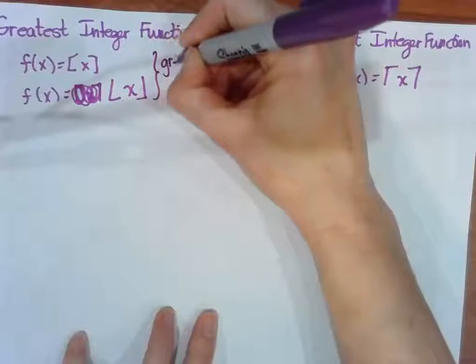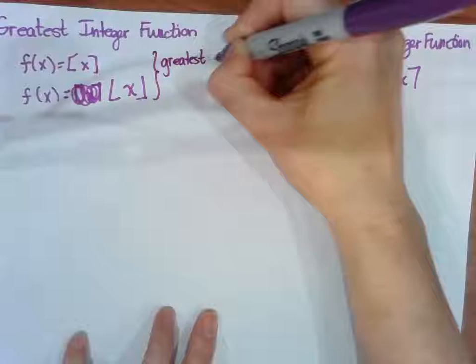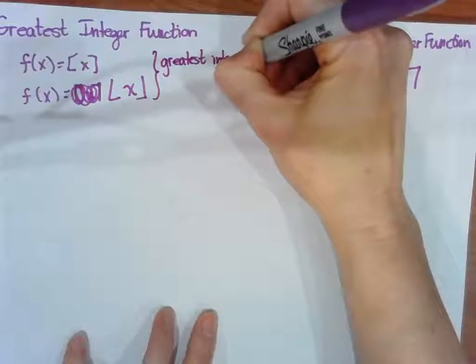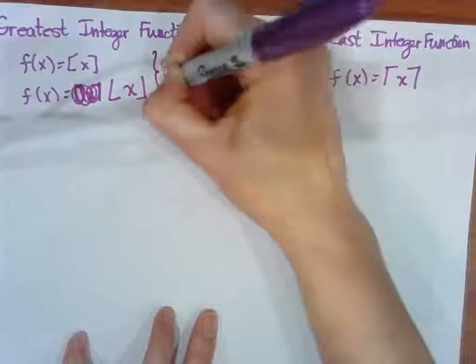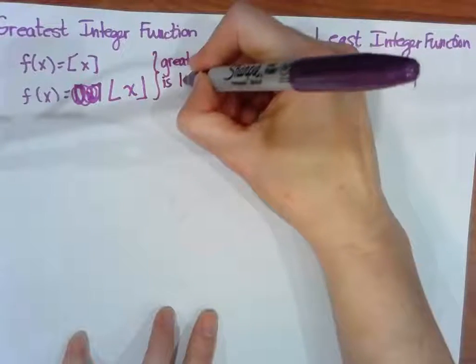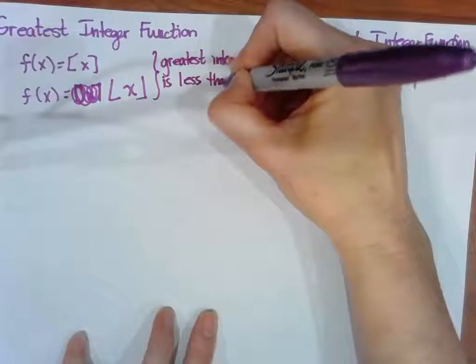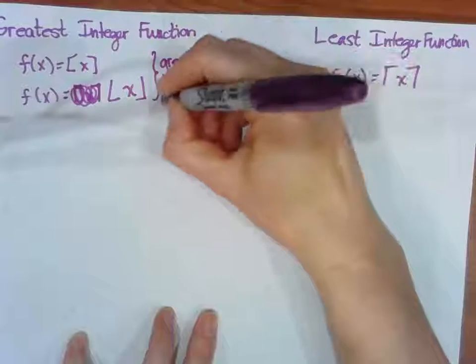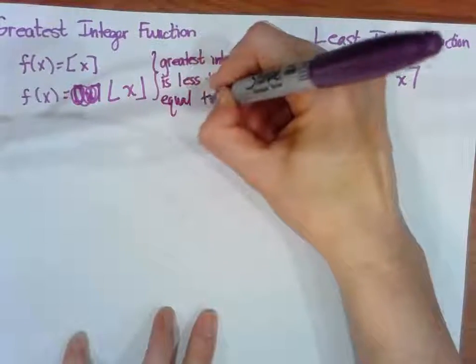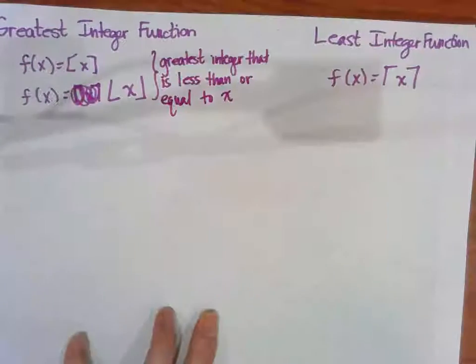This is the greatest integer that is less than or equal to x. So let's do a few examples.